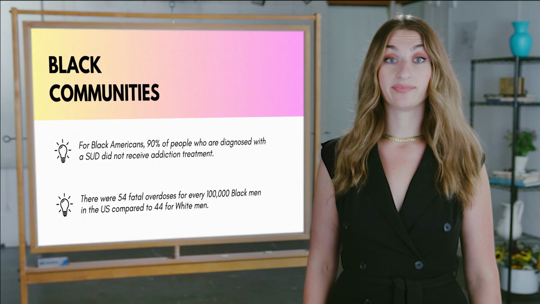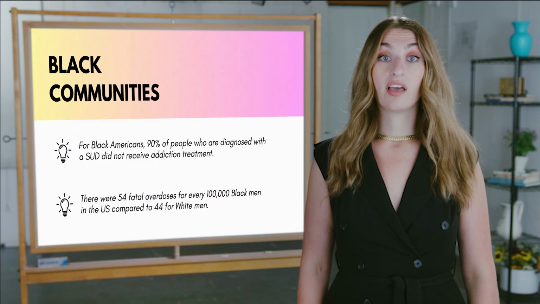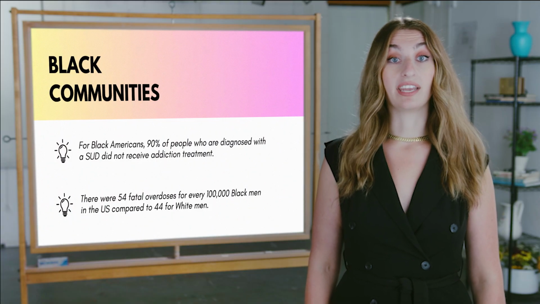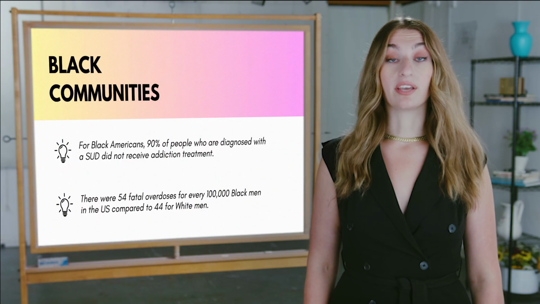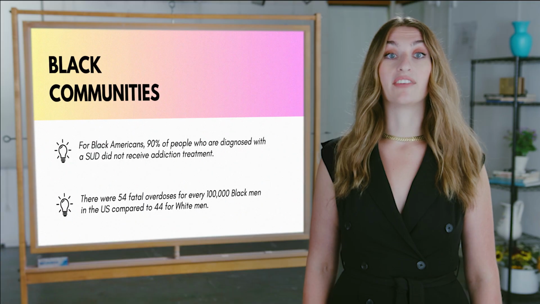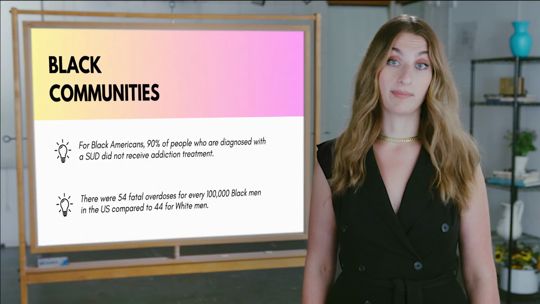Black communities. According to the U.S. Centers for Disease Control and Prevention, the largest percentage increase in drug overdose deaths in recent years has been within the Black community, more specifically with older Black men. There were 54 fatal overdoses for every 100,000 Black men in the United States, compared to 44 for white men. This history of being overrepresented in experiencing criminal consequences related to substances has helped shape different cultural sensitivities and fears surrounding substance use disorders.